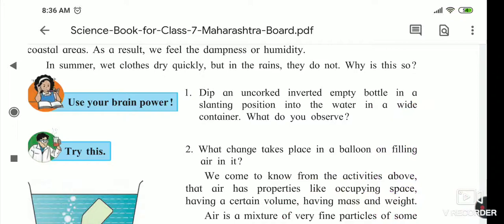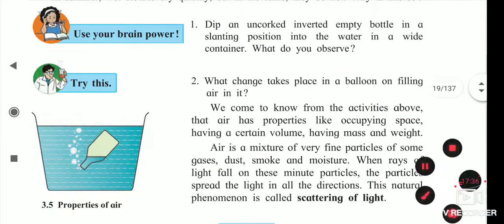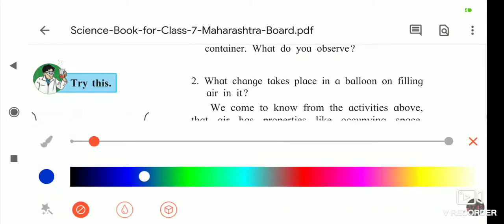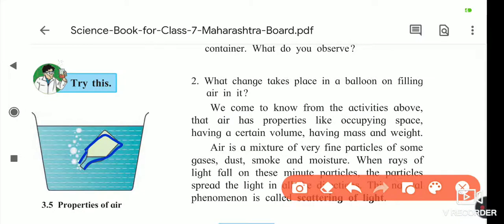In the same way, with the uncorked inverted empty bottle, see here what they have shown: this is the uncorked bottle, inverted inside the water. You see tiny air bubbles coming out from it. So what do you observe? That the air is present inside that bottle.